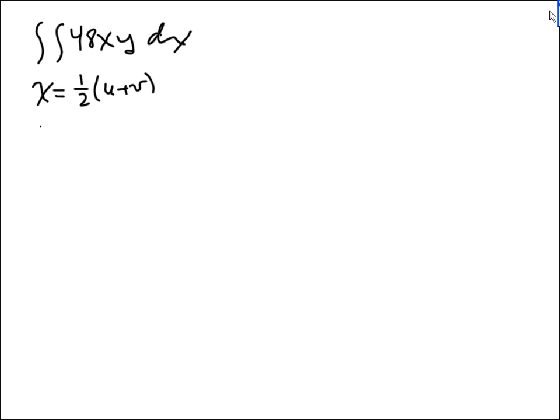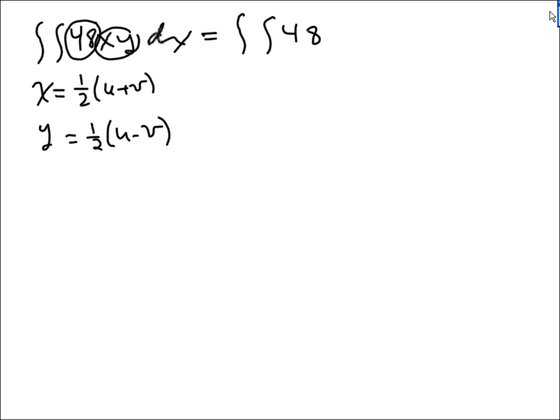So suppose you were given this. You want to evaluate this double integral, where x is 1/2 u plus v and y is 1/2 u minus v, by making the change of variables. So this is the double integral, 48 times xy. Let's find out what xy is.